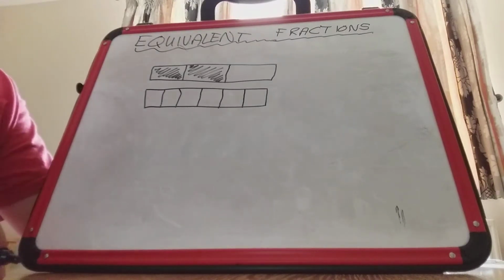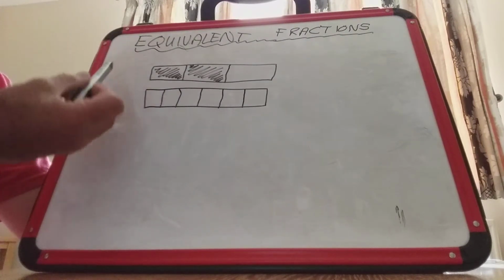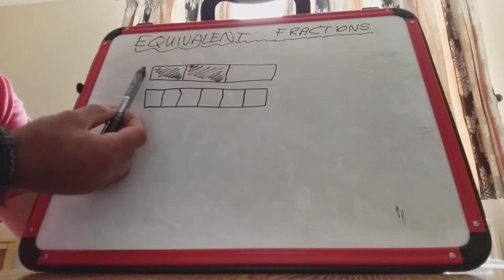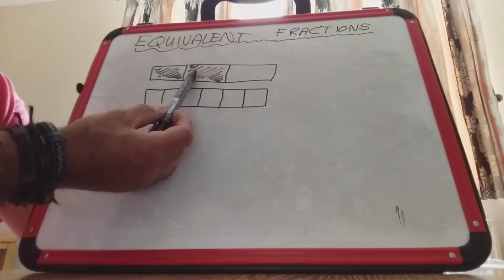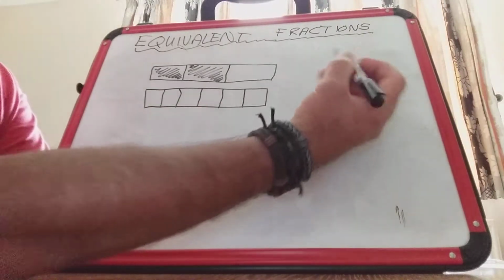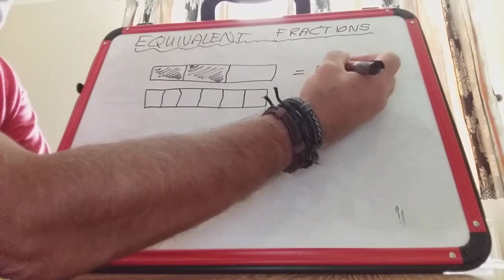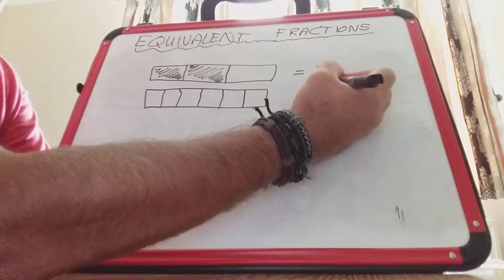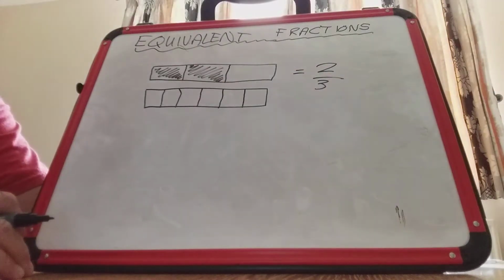Okay, so in this diagram, the rectangle at the top shows two parts shaded in and three parts altogether. So therefore, the rectangle at the top represents 2 out of 3, which is, of course, 2/3.